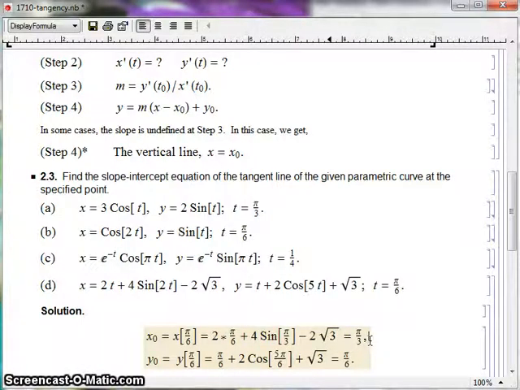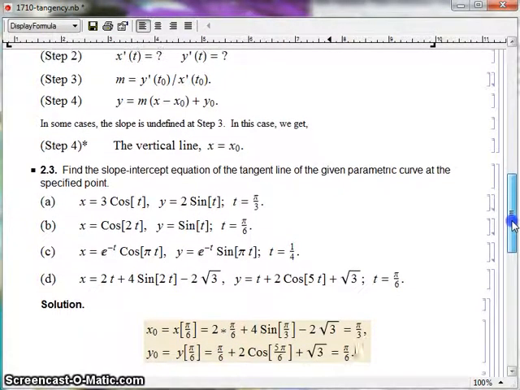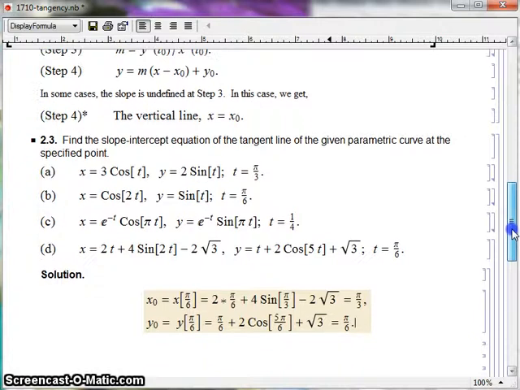The problem was designed to be simple like this. In this case, well, after a little bit of simplification, cosine of 5 pi over 6 turns out to be negative square root of 3 over 2. So again, this part cancels out. We have pi over 6. Alright, step 1 is done. X naught, y naught is done. Let's find the derivatives in step 2.